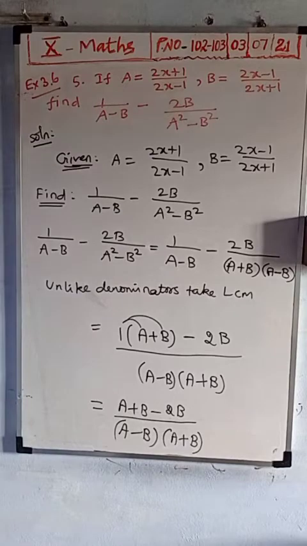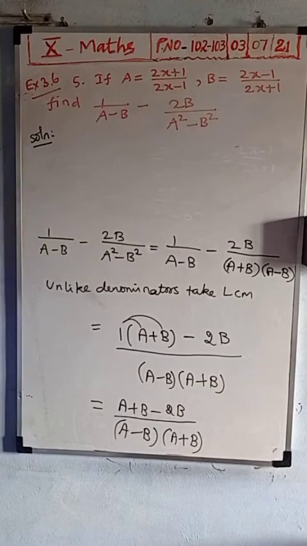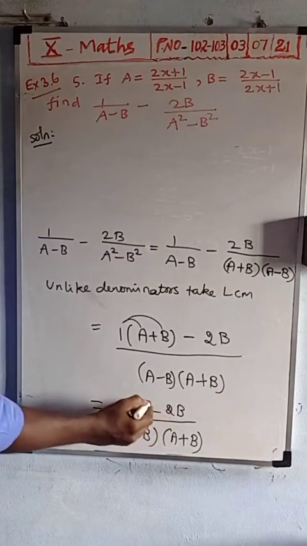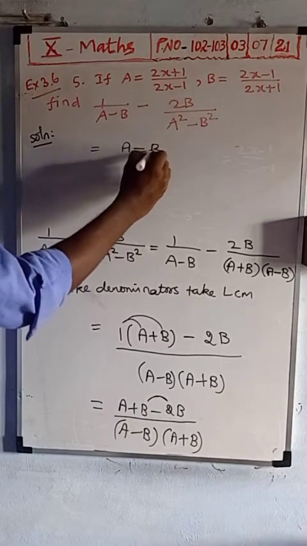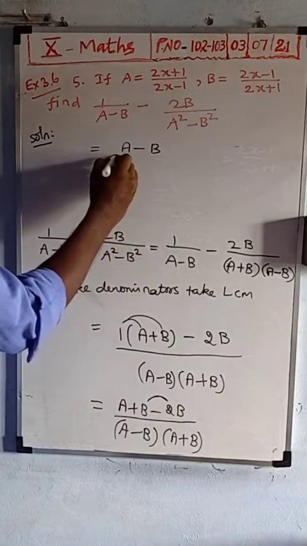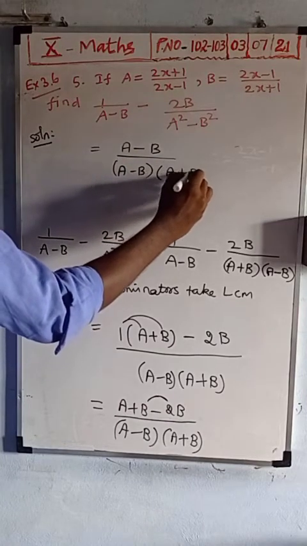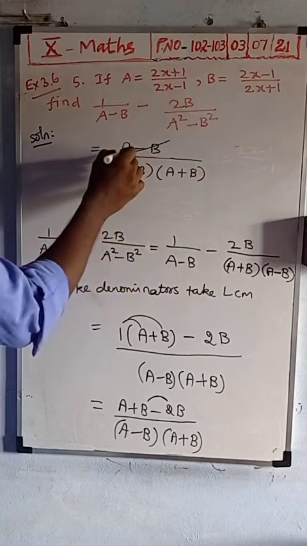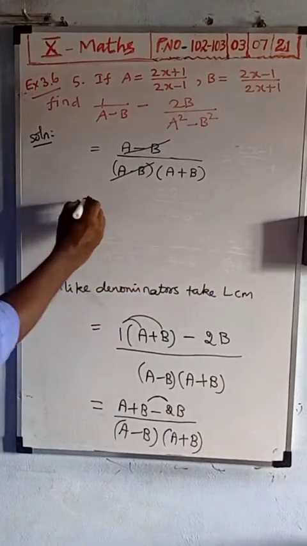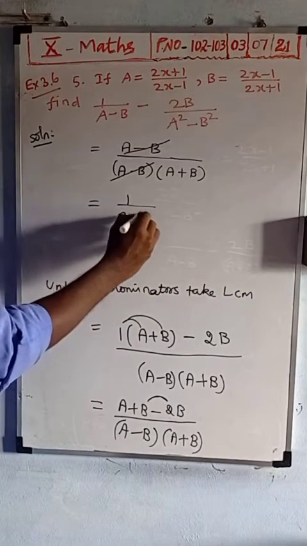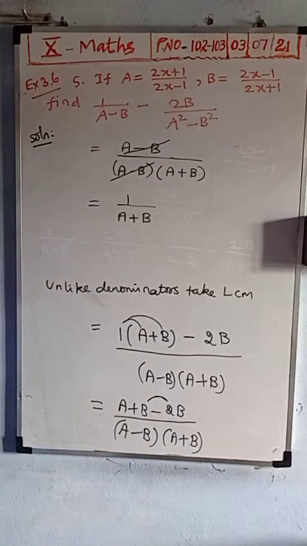Okay, now the next step. You see here a plus b minus 2b. You should simplify this. What you will get: a minus b plus b minus 2b means minus b, divided by the denominator a minus b of a plus b. Now you see, the numerator a minus b and denominator a minus b will get cancelled. So we will get 1 divided by a plus b. Okay, so the given question we simplified and we got only 1 divided by a plus b.